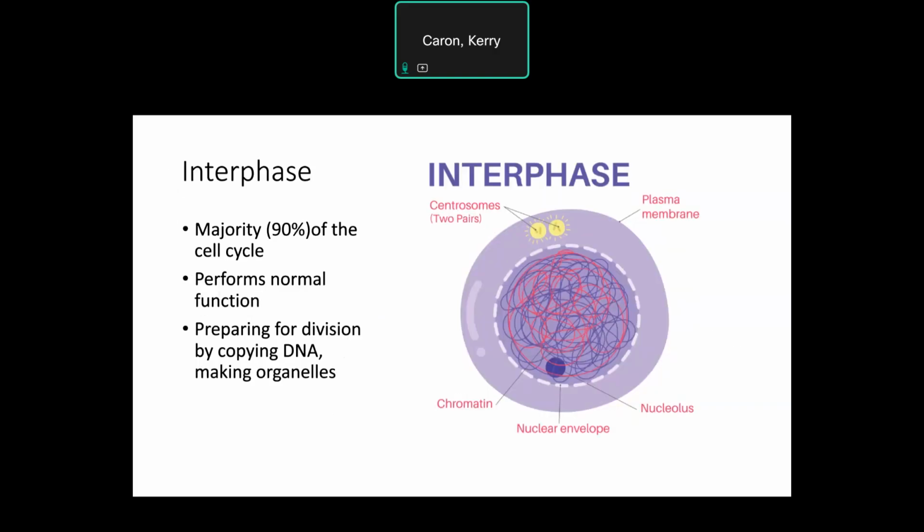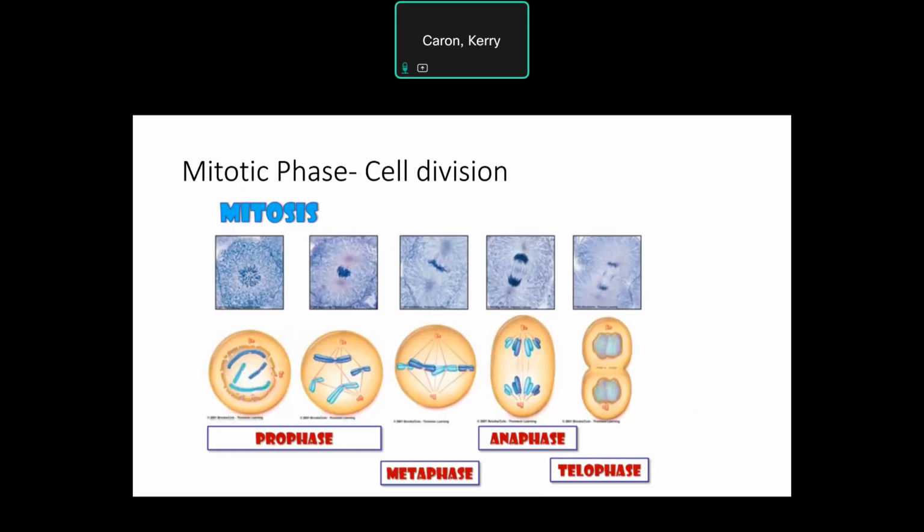Interphase is the majority, and 90% of the cell cycle the cell lives in interphase. It's the normal functioning of the cell. It's preparing for division. It might be copying its DNA. It's making organelles. It's doing what it's supposed to do. It's functioning. And that's the I in IPMAT.